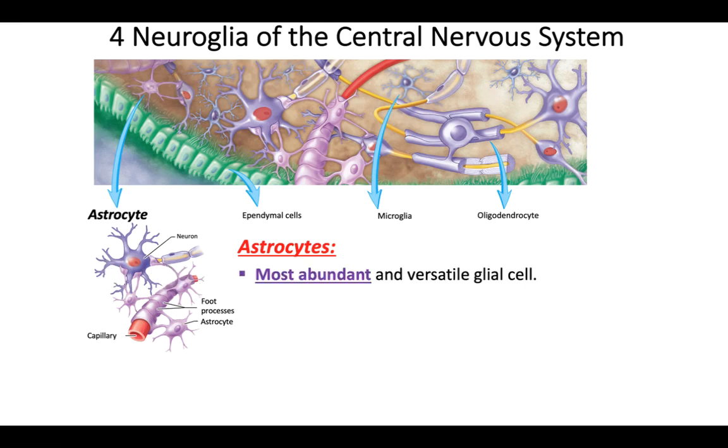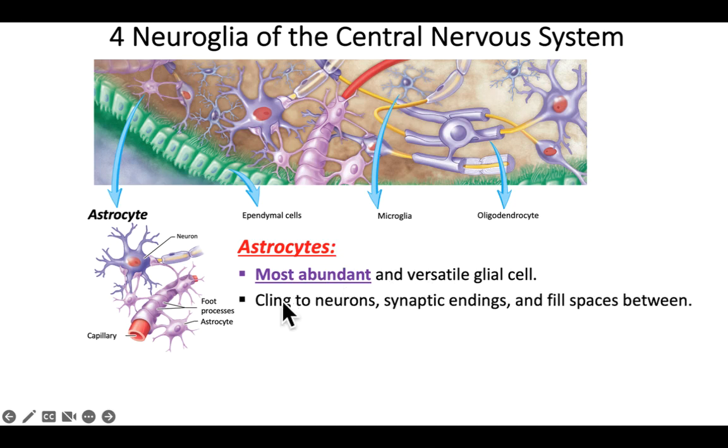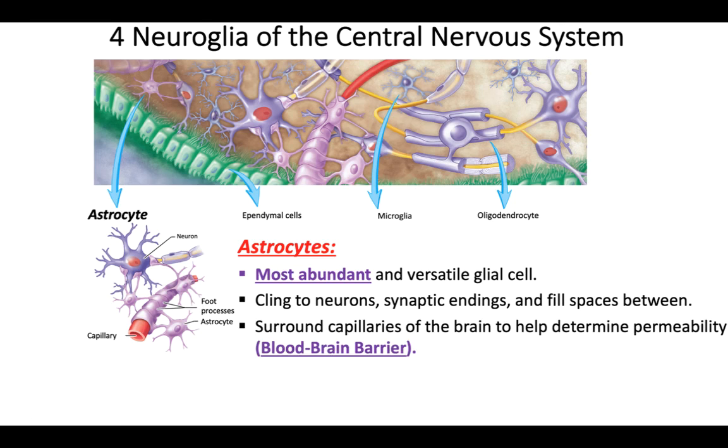So the first one are astrocytes. Astro means star because someone thought they looked like little stars. They're the most abundant of the neuroglia cells. Very versatile. They do a number of different things. They cling to neurons, they attach to neurons. They fill a lot of the spaces in between neurons. They hold the neurons in place. But they also form what's known as the blood-brain barrier.